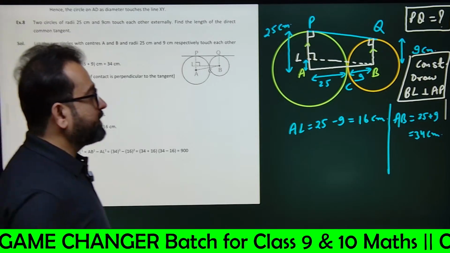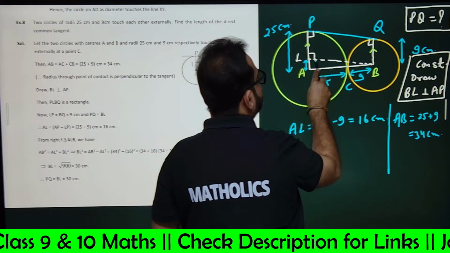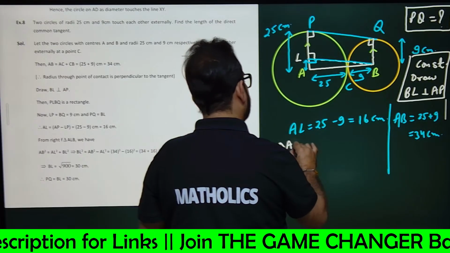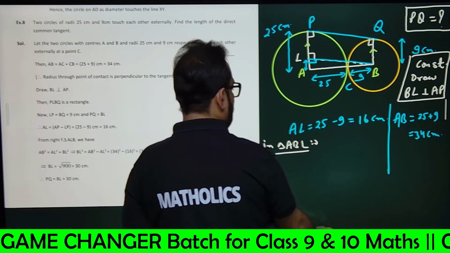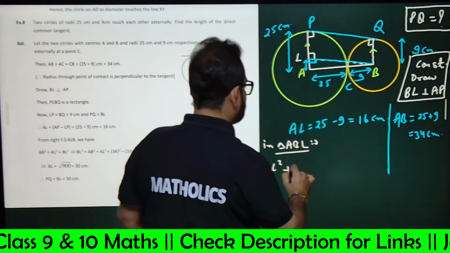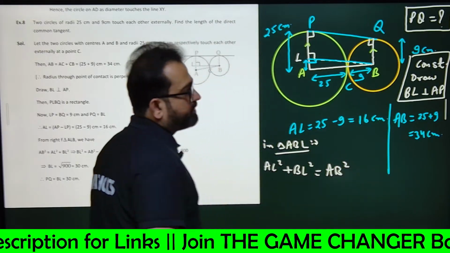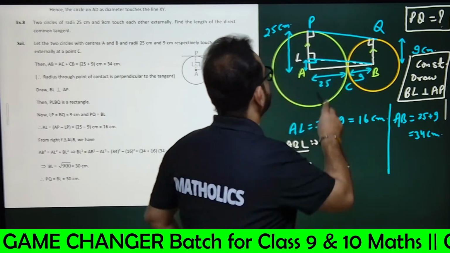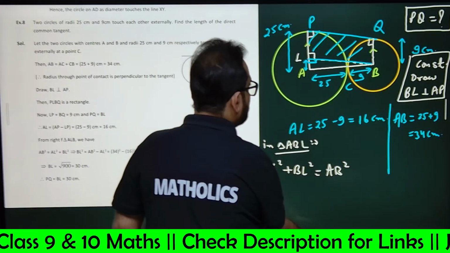Now what to do? I know AB, I know this length AL. Can I find BL? Because this angle is obviously 90 degree in this triangle, right? So in triangle ABL, if I use Pythagoras theorem, opposite to 90, it is what? Hypotenuse. So AL square plus BL square is going to be equals to AB square. That's it. In this way, you can find BL, and BL is equals to PQ. Why? Because this figure is a rectangle. Yes or no? Yes, sir. This figure is a rectangle. Okay.